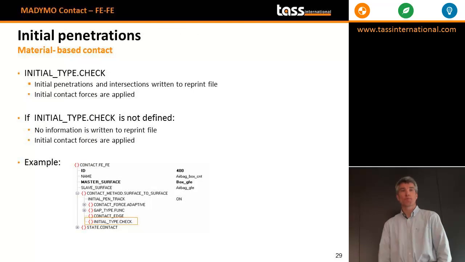Initial penetrations. There are two options available, initial type check or not. If you don't define it, you will get no information in your report file. If you define it, you get your information about the penetrating nodes in your report file. In both situations, however, contact force will be applied. Here you see an example. In the orange box, the initial type check is defined.